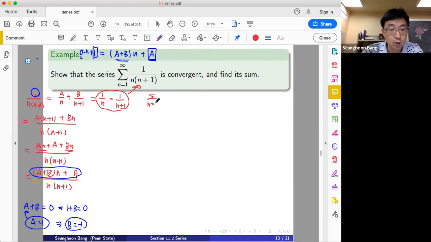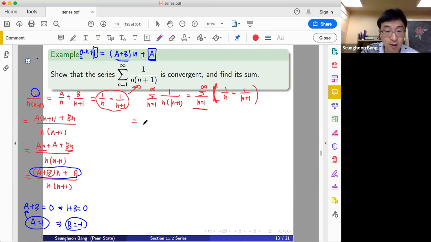So we have summation n equal to 1 to infinity of 1 over n times n plus 1, which is summation n equal to 1 to infinity of the split form, 1 over n minus 1 over n plus 1. The next thing, you have to use the definition. Change it to the limit of the partial sum.